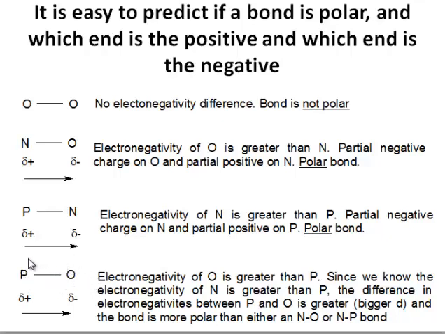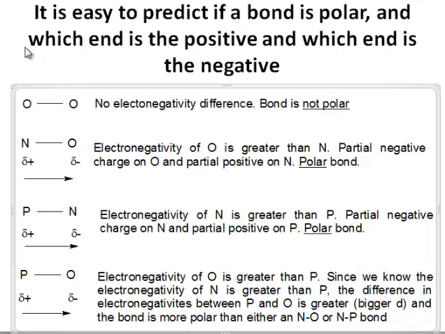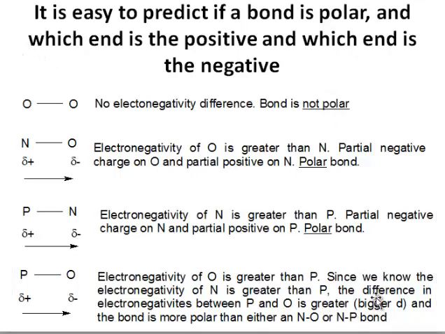Now, if we attach a phosphorus to an oxygen, the electronegativity of oxygen is greater than phosphorus. Since we know the electronegativity of nitrogen is greater than phosphorus, the difference in electronegativities between phosphorus and oxygen is larger, which means that there will be a bigger partial negative charge on the oxygen, and this bond is more polar than either an N-O or an N-P, nitrogen-phosphorus bond.